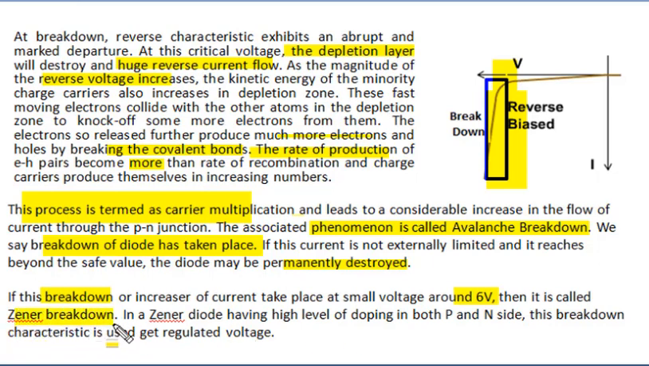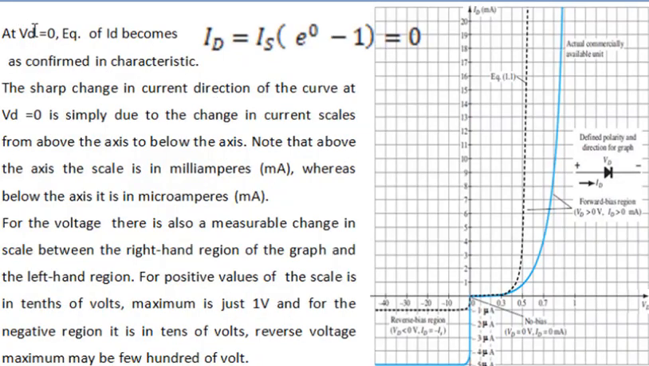And in a Zener diode we know that we have a high level of doping in both p and n sides, and this breakdown is used for a regulated voltage. That means after the Zener breakdown, the Zener diode will maintain a constant voltage, and we can use this diode in voltage regulator ICs and in voltage regulation operations. At VD equals 0, we know that e to the power 0 is 1 and 1 minus 1 becomes 0. This means this ID current becomes 0.